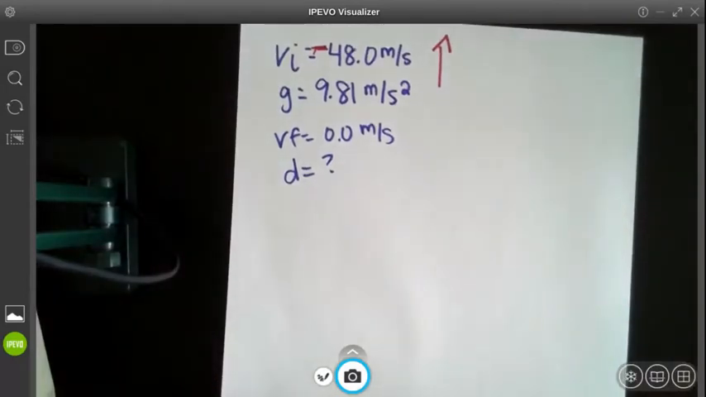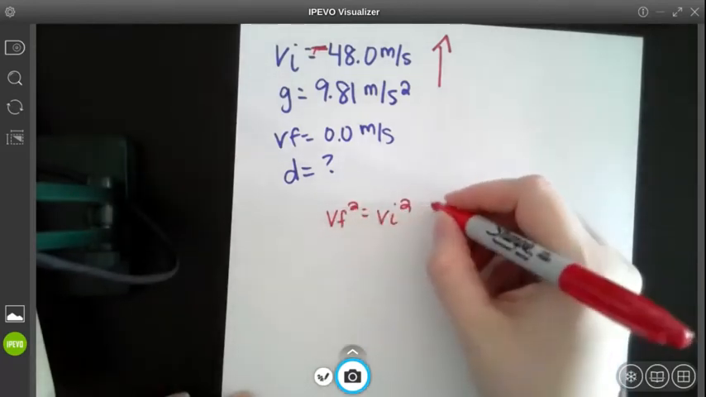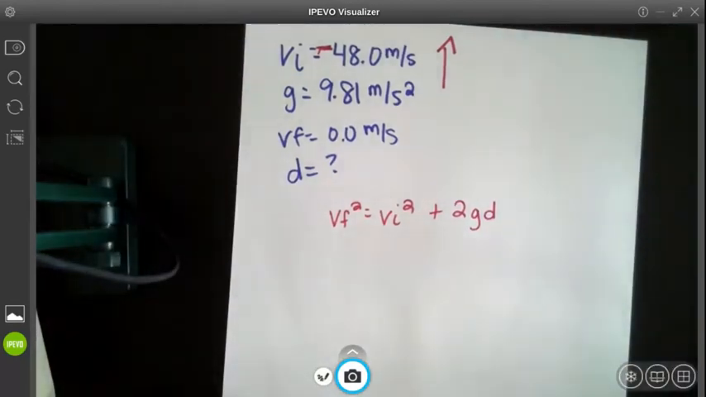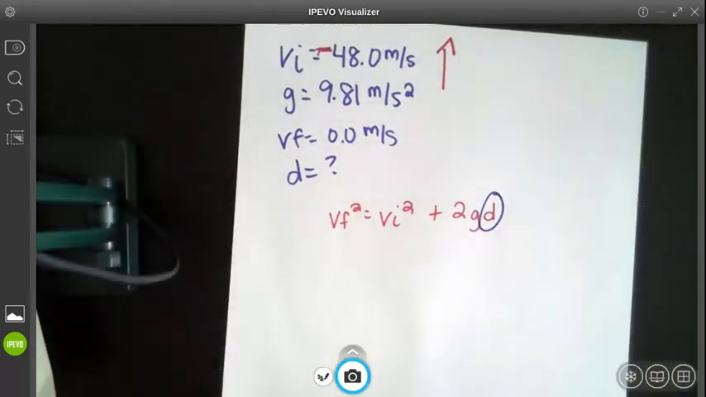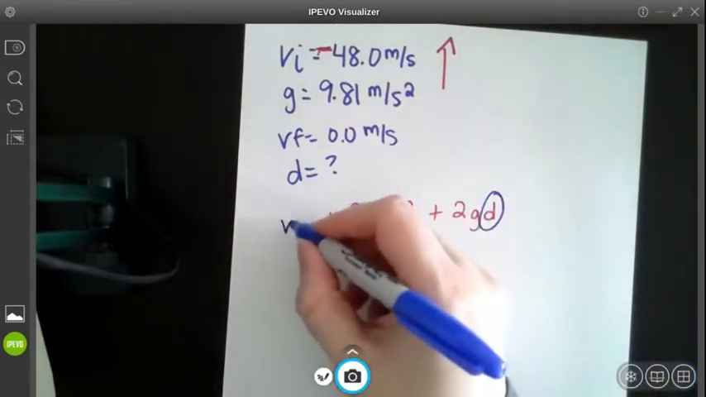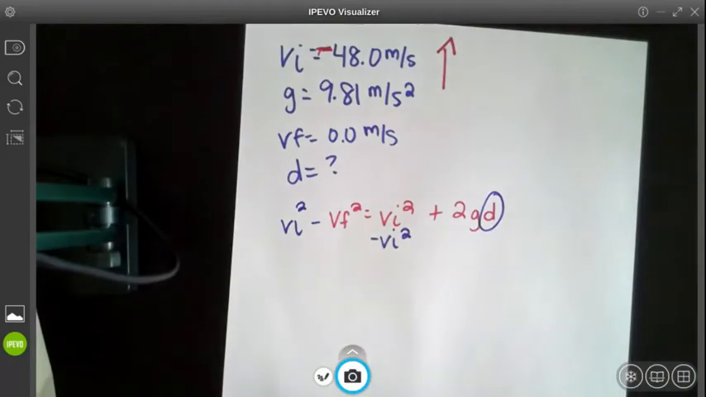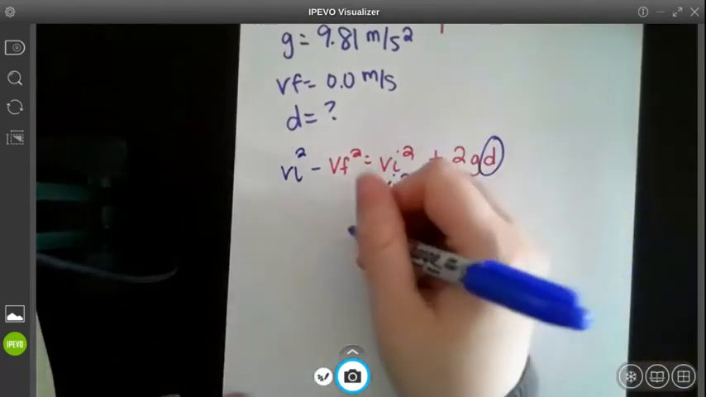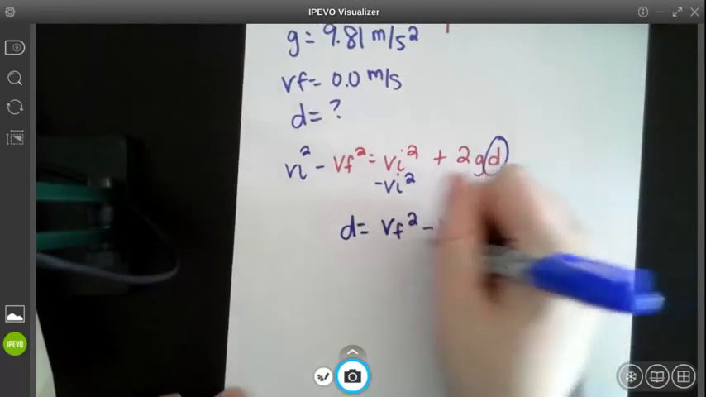The equation we're going to use is the second one again. So VF squared equals VI squared plus 2gd. Now, we need to solve for d, which is all the way over here. So we have to do some rearranging. First thing we have to do is subtract VI squared from both sides. And then the next thing is we'll divide by 2g. So after I'm done with all of that rearranging, it's d equals VF squared minus VI squared over 2g.